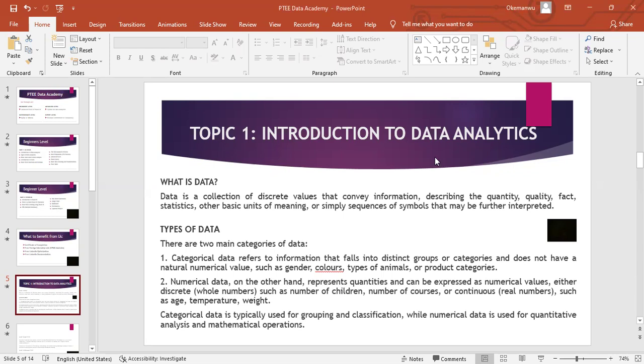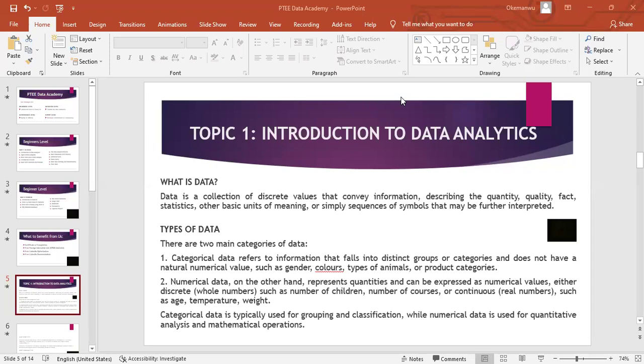You understand? So what is data from my definition? Data is a collection of discrete values. It could be numbers, that is a number that conveys information, describing quantity, that is describing the number of something, or the quality of something, the fact, that is describing the scenario happening or what has happened, not based on what you think, but based on the information given.